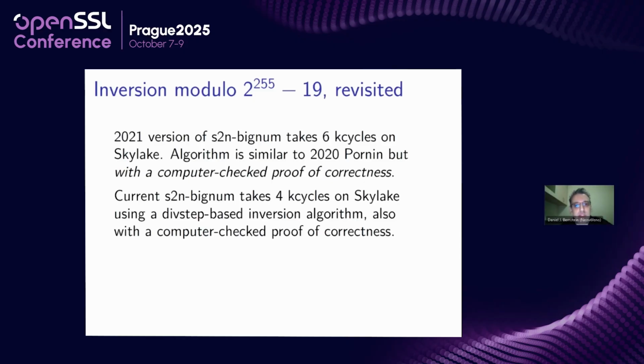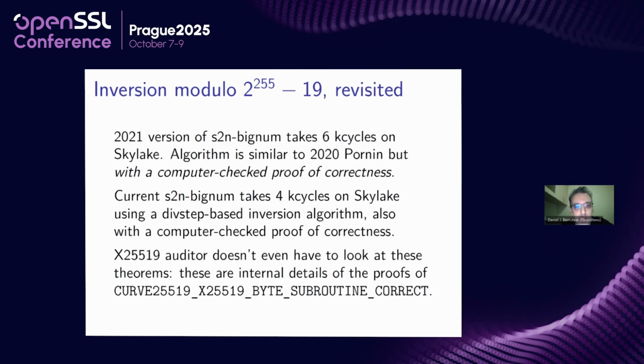Now S2N Big Num is using even faster inversion software, 4,000 cycles on Skylake. And that again has a computer-checked proof, like everything else in S2N Big Num. The auditor is just looking at the theorem, which is the same theorem. It just says this code is doing inversion correctly. The actual details of the code have changed, but the conclusion is that it is doing modular inversion. If you're checking a higher-level function like elliptic curve Diffie-Hellman, then you don't even have to look at the inversion theorem. You just have to look at the theorem saying that the X25519 computation is done correctly.